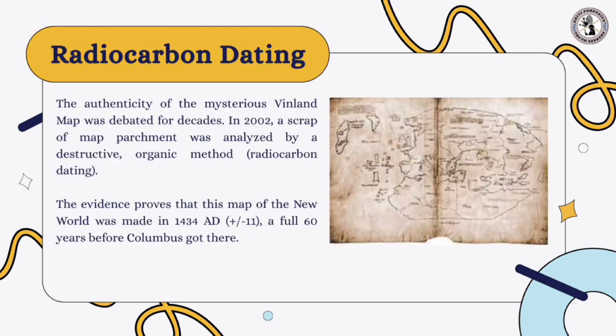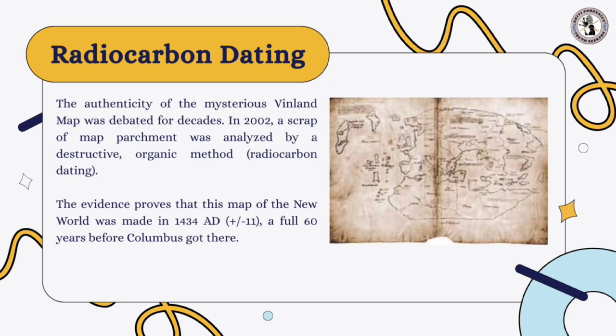The age of the paper will be determined by radiocarbon dating. The authenticity of the Vinland map was debated for decades, but in 2002, a scrap of map parchment was analyzed by a destructive organic method, that was carbon dating, and the evidence proved that this map of the New World was made in 1434 AD, a full 60 years before Columbus got there.